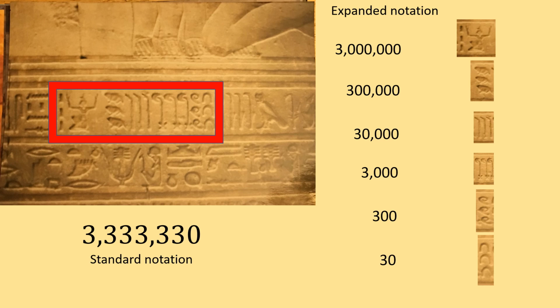Expanded notation, we have 3,000,000, 300,000, 30,000, 3,000, 300, and 30.